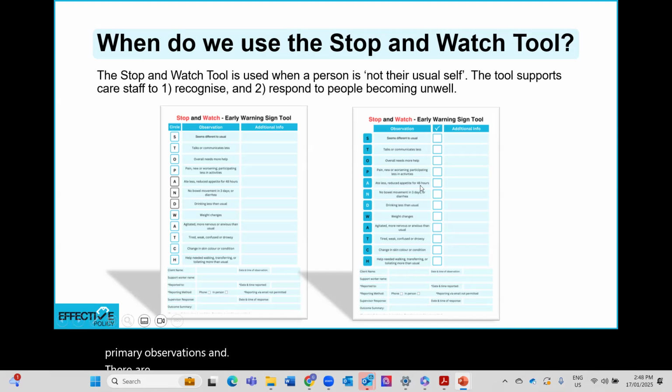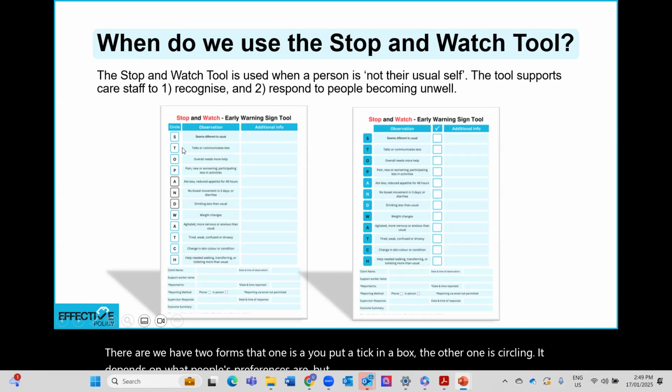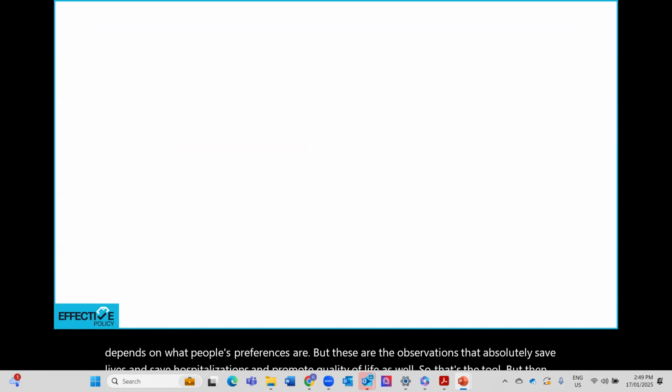And we have two forms: one where you put a tick in a box, the other where you circle it, depending on what people's preferences are. But these are the observations that absolutely save lives and save hospitalizations and promote quality of life as well. So that's the tool. But then what do we do with it?